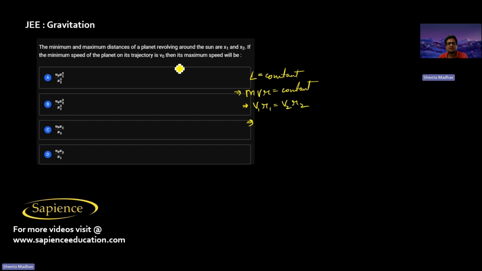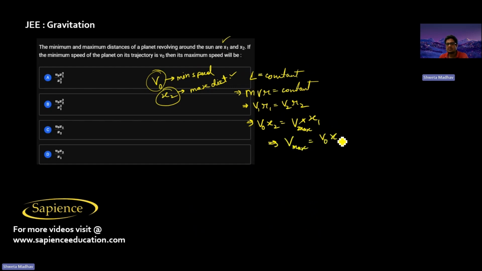So therefore I can say the minimum speed will come at the maximum distance. So here it is told v0 is the minimum speed and x2 is the maximum distance from the sun. So at x2 only the velocity will be v0. So I can say v0 x2 is equal to the maximum speed, let's call it v max, into the minimum distance which is x1. So the maximum speed will be equal to v0 into x2 by x1. So option D is the correct answer.